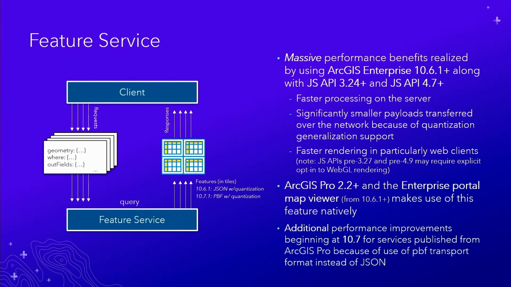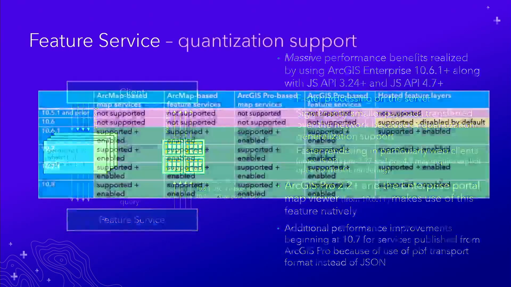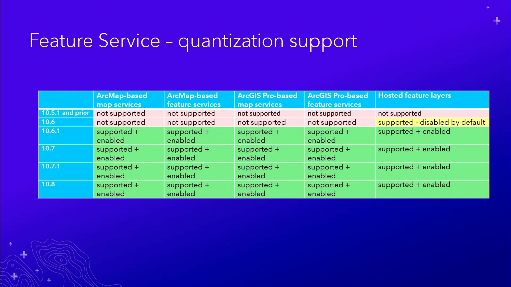Those additional performance improvements beginning at 10.7 apply to services published from ArcGIS Pro specifically because of that binary transport format that we introduced, PBF, that replaces JSON. So that's a lot of information. This is intentionally a very busy slide. There's a lot of text. We also tried to summarize it here in just a couple of tables to give an overview of what's there across versions and the different types of map and feature services that you can support.